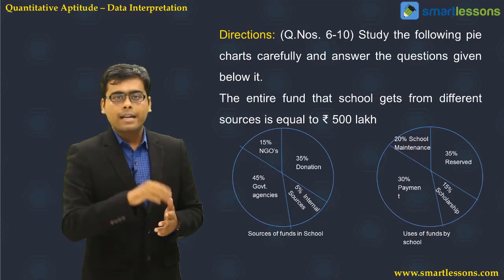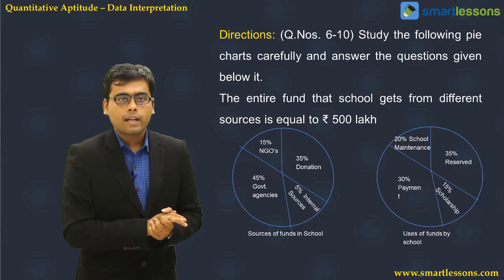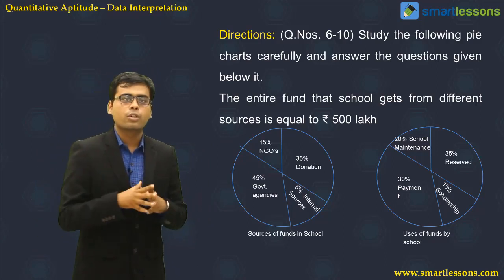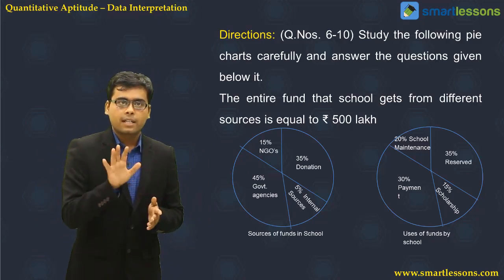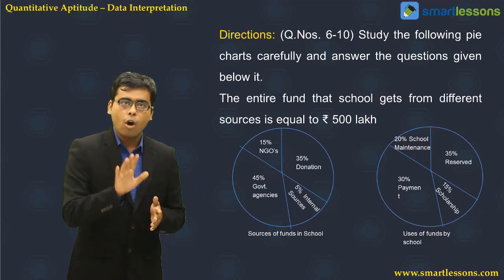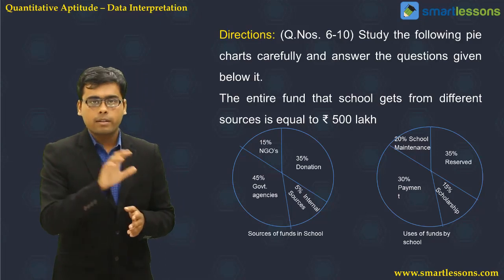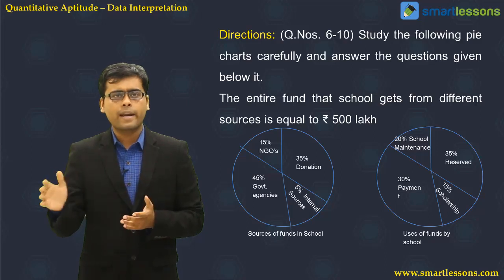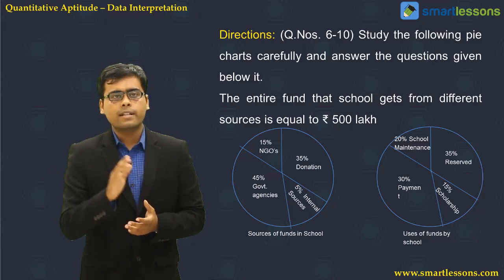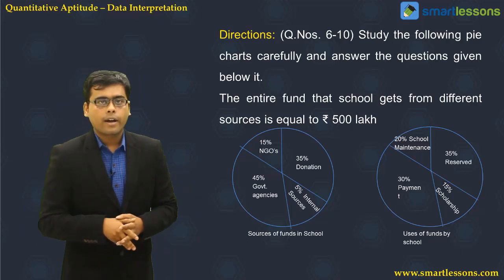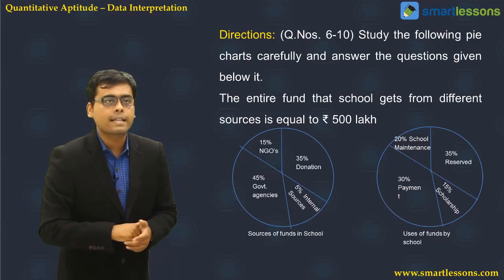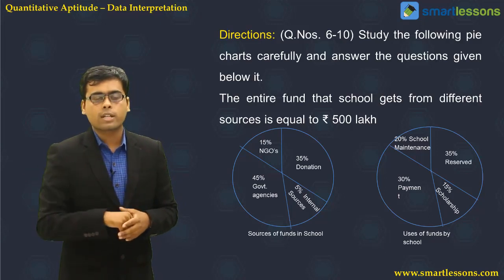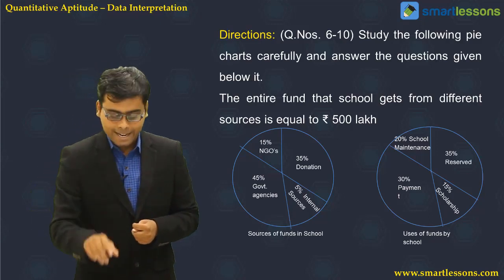Now, if you refer to the second pie chart, you can see that out of this total fund, 20% is being used for school maintenance, 35% is kept in reserve, 15% is expended for scholarship, and 30% is expended for payment, right? And at the top of this chart it is mentioned that the entire fund the school gets from different sources is equal to 500 lakh.